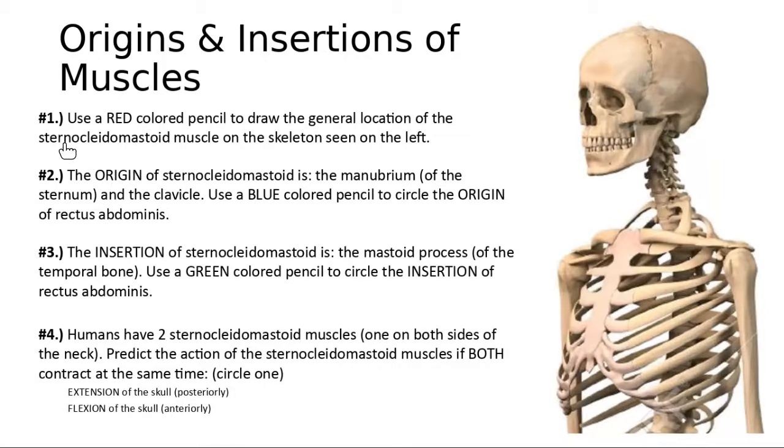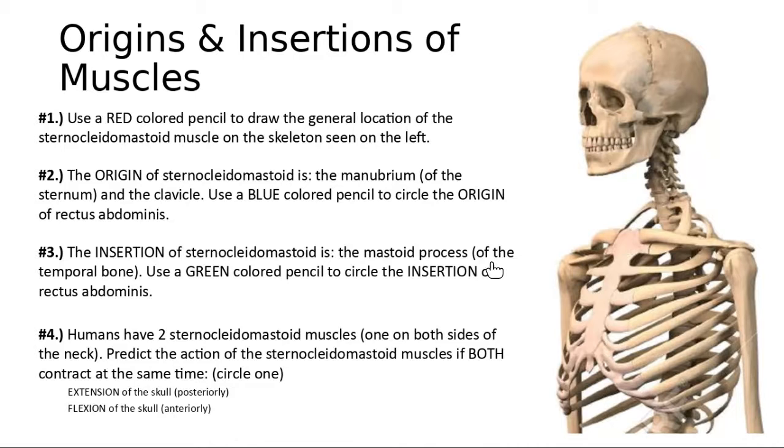When we talk about the sternocleidomastoid muscle, the origin of this muscle is a bone marking called the manubrium of the sternum. We learned that a couple of weeks ago. And that bone called the clavicle, 2 bone markings. The insertion of the sternocleidomastoid is the mastoid process of the temporal bone.